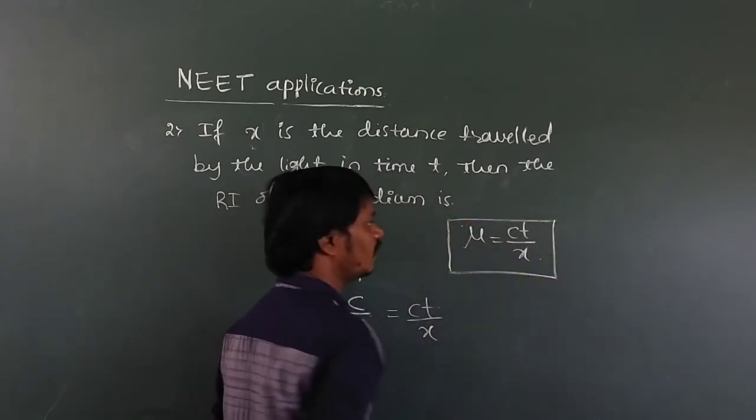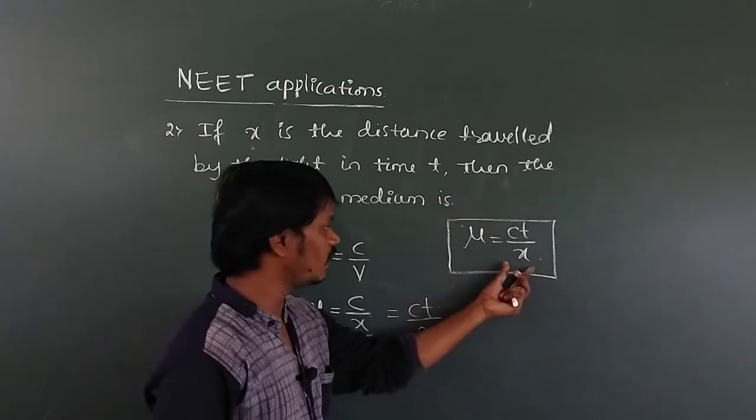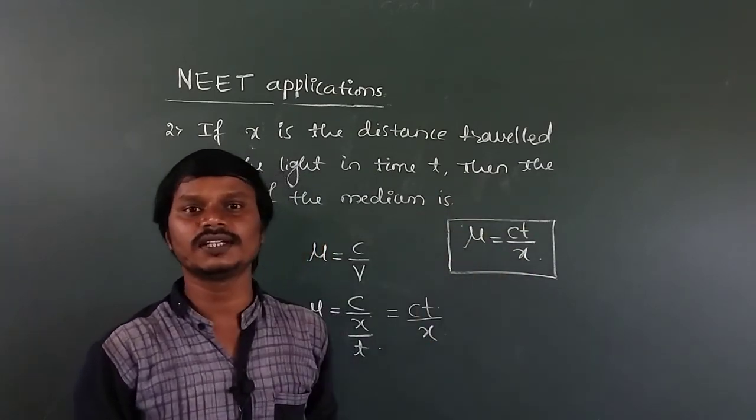So remember here, C is the speed of light in vacuum, t is the time taken by the light, and x is the distance traveled by the light in the given medium.